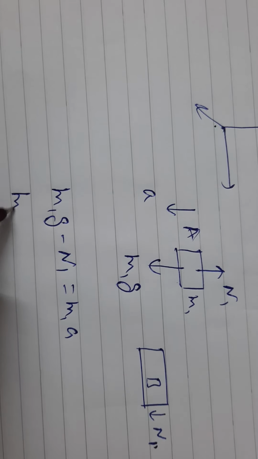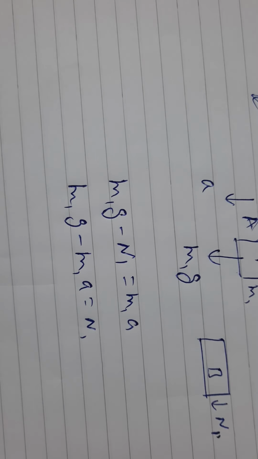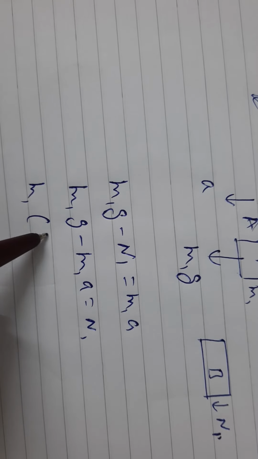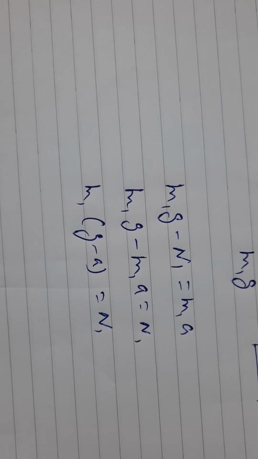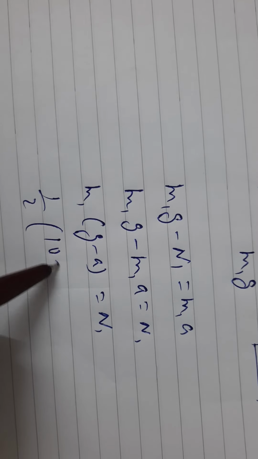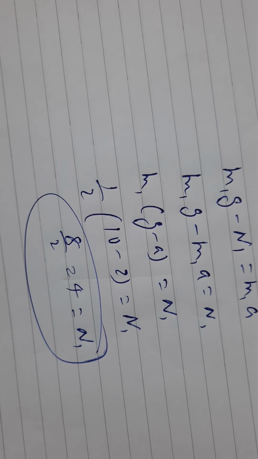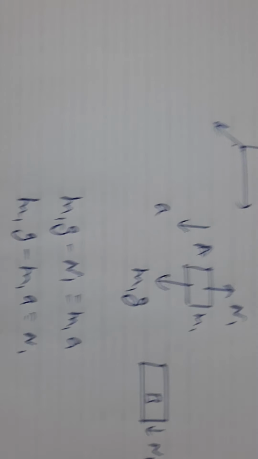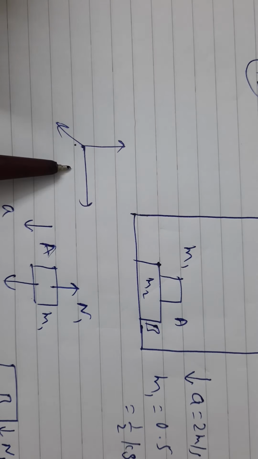So m1g minus m1a is equal to n1. Now m1 times (g minus a) is n1. n1 is the force, action reaction between A and B, and n1 would be our answer. m1 is 1 by 2, g is 10, a is 2, and finally I get 8 by 2, which means 4 newtons, the value of n1. This is 4 newton. Got it? Look again, I have seen from the frame outside, the ground frame, where we need not talk about pseudo force.